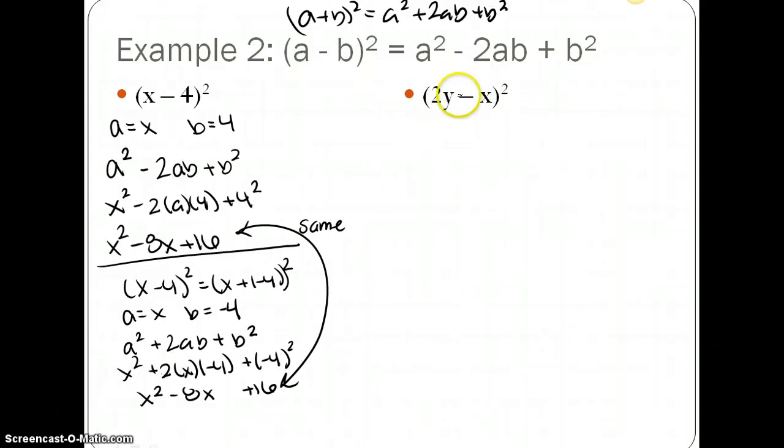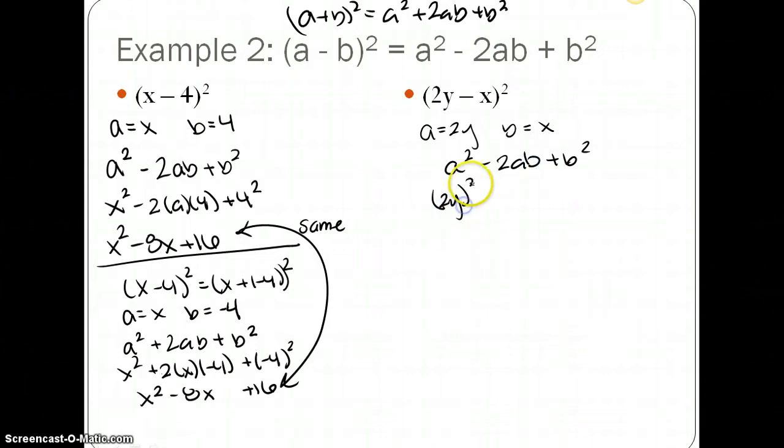The second example is 2y minus x squared. So that makes a equal to 2y and b equal to x. We're going to fill it in to a squared minus 2ab plus b squared. That gives us the quantity of 2y squared minus 2 times 2y times x plus x squared.